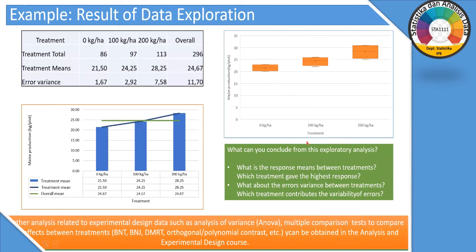So you can conclude from the analysis what the response mean is between the treatments, so you can compare treatment means. You can determine which treatment gives the highest response. Of course, the treatment of 200 kilogram per hectare gives the highest response. What about the error variance between treatments? Which treatment contributes to the variability of the error? So we see here that if you apply the dose of 200, it gives the highest variability. But the dose of 0, I mean without any fertilizer applied, the variability is the smallest.